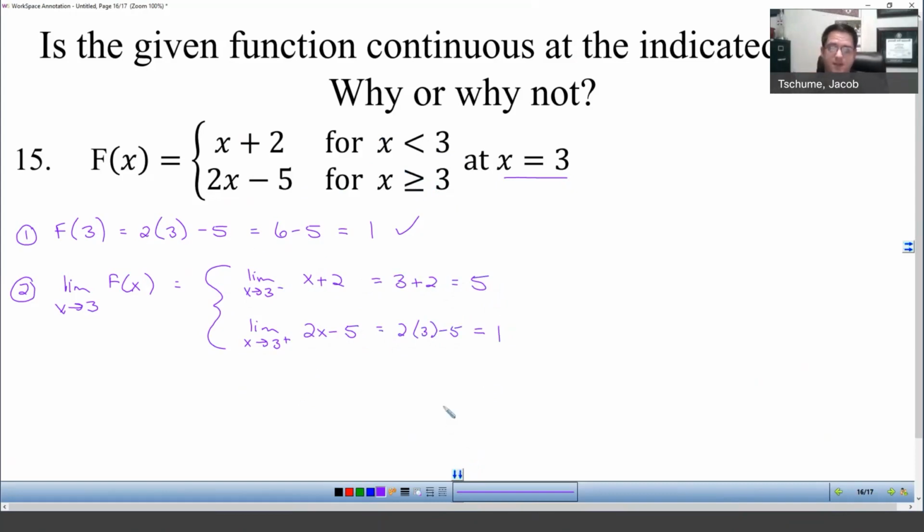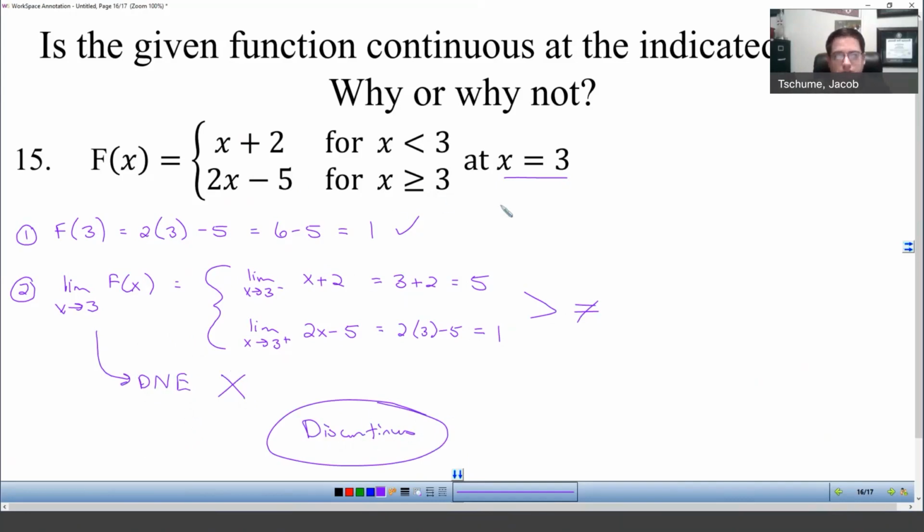Now here's the difference. Your left-hand limit and your right-hand limit do not equal the same number. And we saw that a few times in the last video. That's fine. That means that your overall limit does not exist because the left and right hand limit are not the same thing. That's actually bad when it comes to the idea of discontinuity. Since the limit does not exist, that means that your graph is discontinuous at x equals 3. It is not possible because you could not find the overall limit.